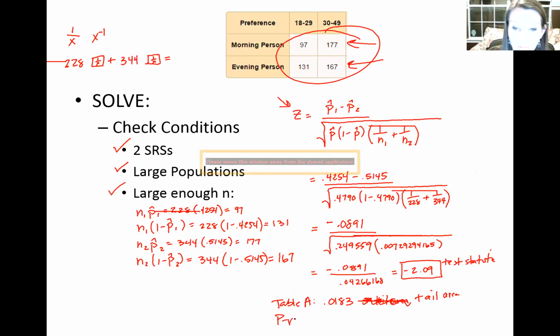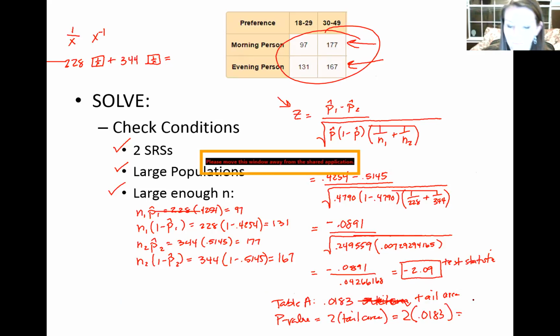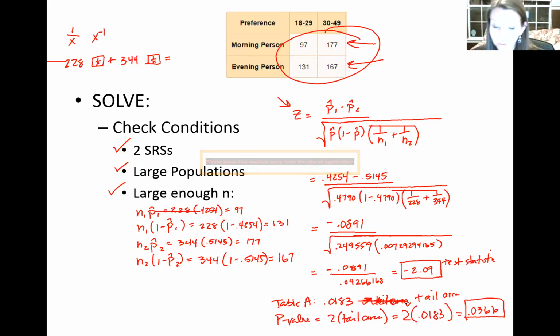So p-value equals 2 times the tail area. In this case, that's 2 times 0.0183, which ends up being 0.0366. So that's my p-value. Now, the p-value tells you how much evidence you have against the null hypothesis. The smaller your p-value, the greater the evidence that you have.